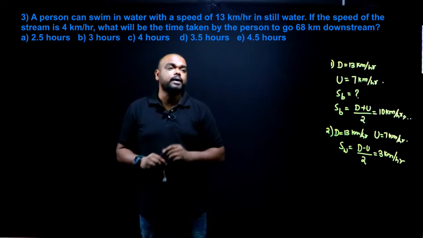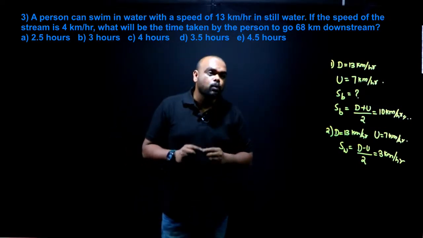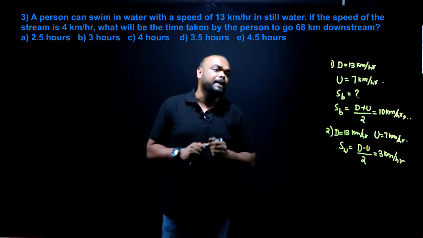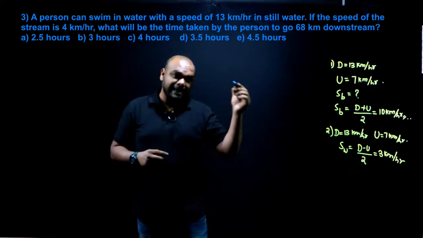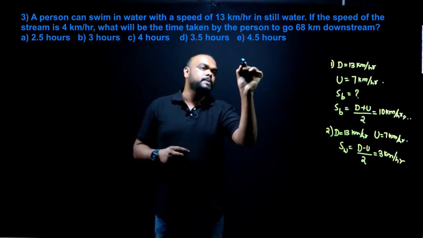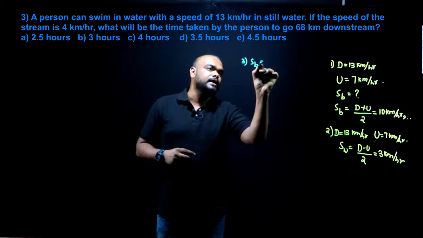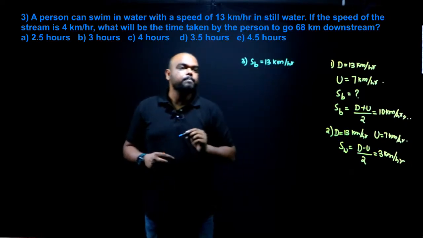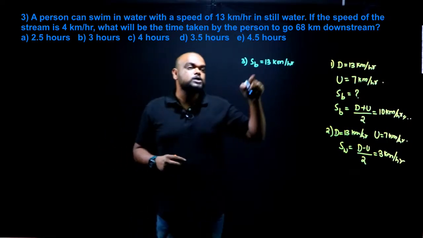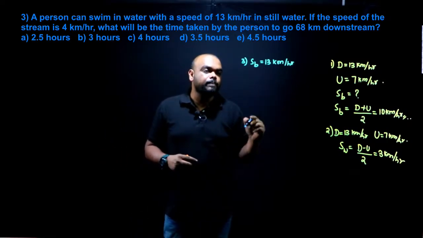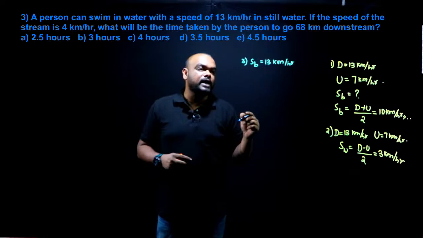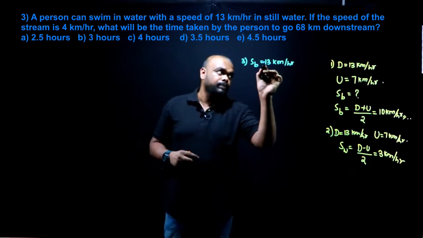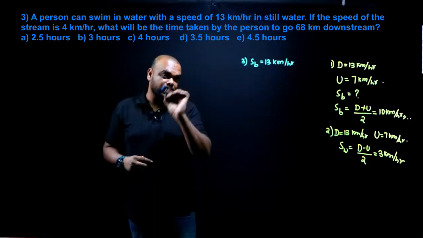What do we have in the third? A person can swim in water with a speed of 13 km per hour in still water. That is again SB. Okay, again SB is 13 km per hour. That is the SB value. Okay, still water is talking.